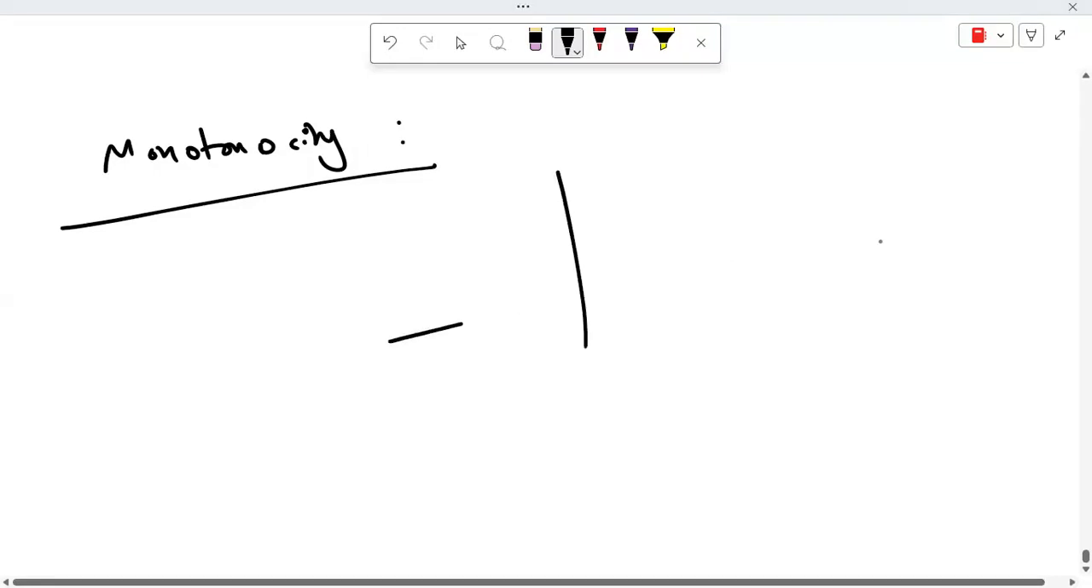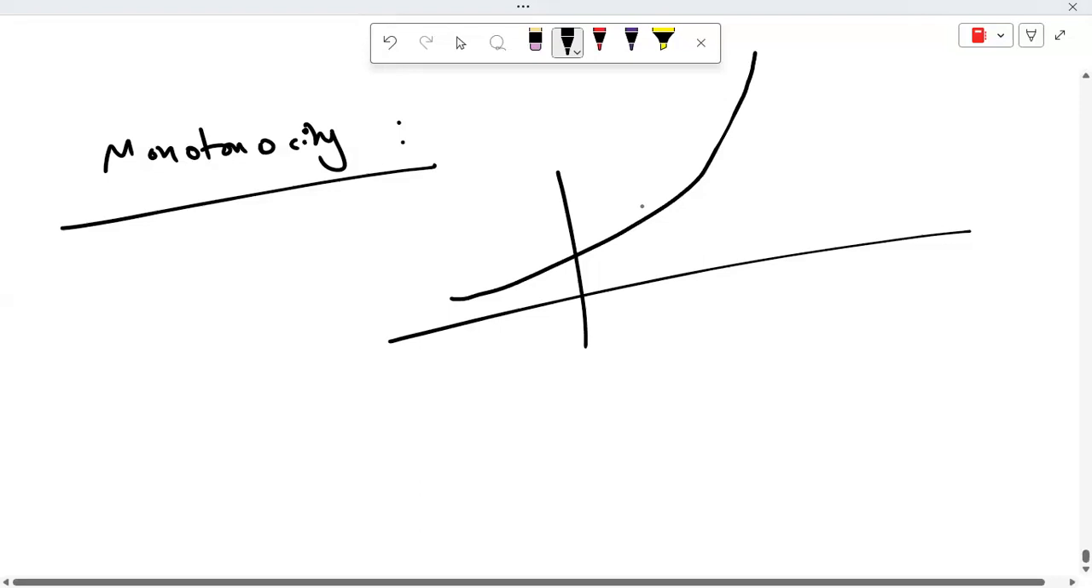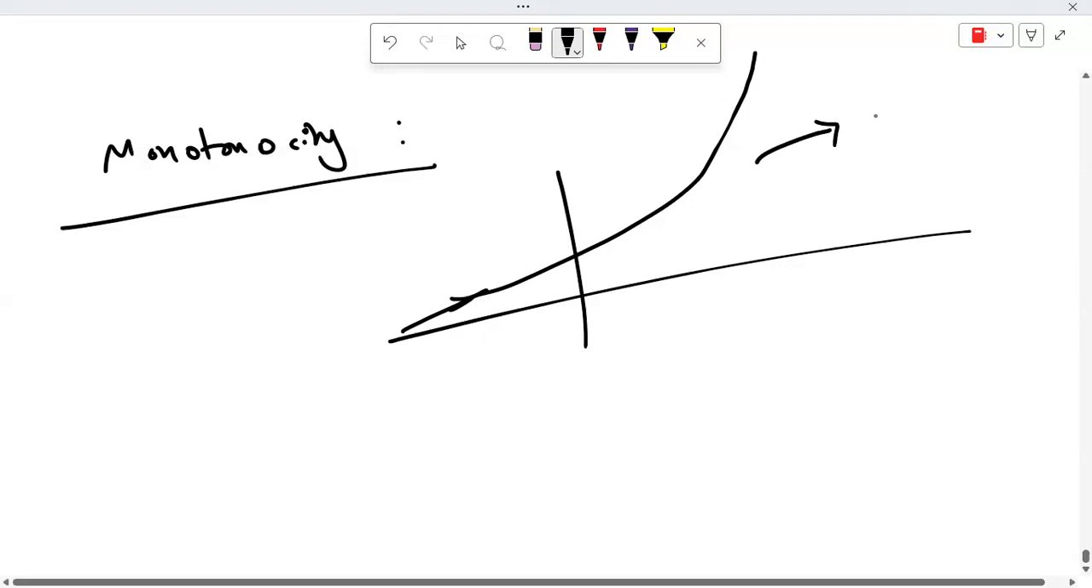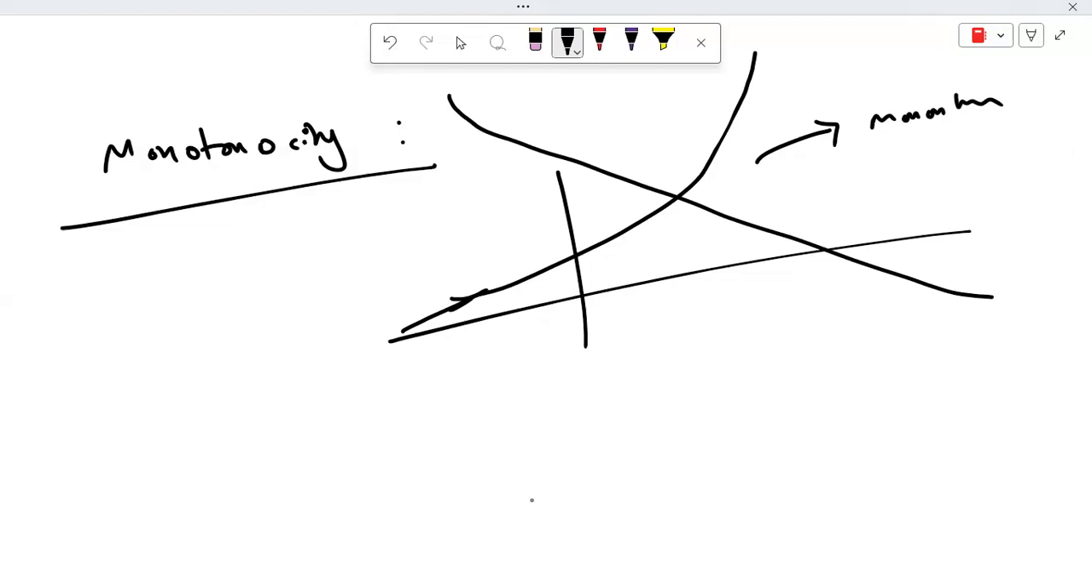So in graphs also, monotonous means if a function is just increasing at every point, not even constant, it's just increasing from start to end in its entire domain, then we say it is a monotonous function, and it's increasing. Same thing with decreasing. If it is decreasing in its entire domain, we say it's monotonous and decreasing.